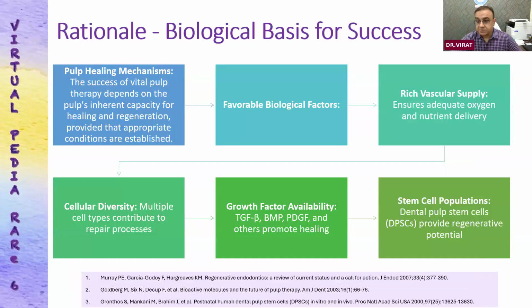The biological basis behind VPT procedures is the inherent capacity of pulp to heal and regenerate under favorable conditions. This is assisted by abundant vascular supply, rich cellular diversity, local and systemically derived growth factors, and inherent dental pulp stem cells.